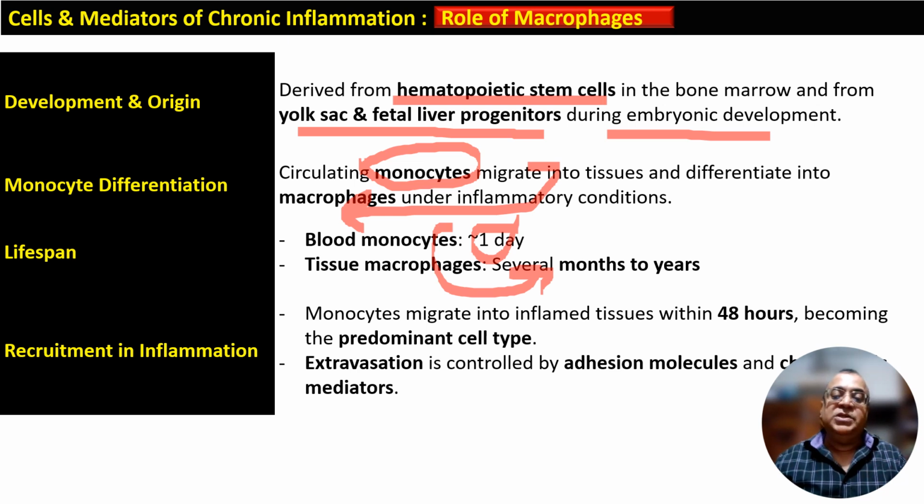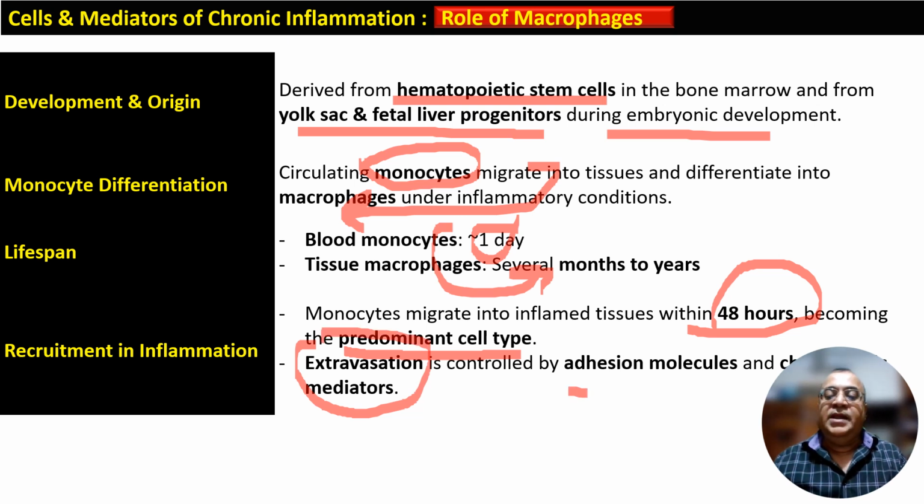In inflammation, the monocytes migrate into the inflamed tissue within 24 to 48 hours, and they become the predominant cell type after 48 hours. And the extravasation of these monocytes into the tissue is regulated by adhesion molecules and chemokine mediators.